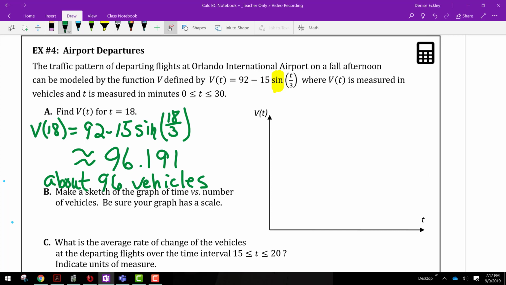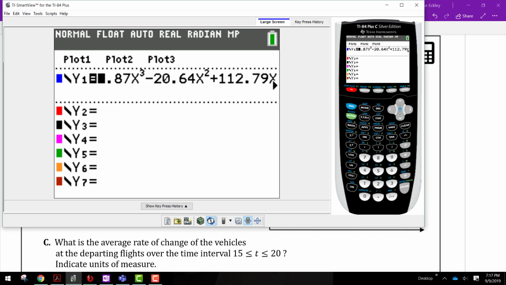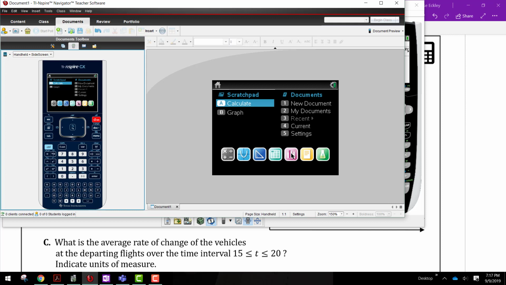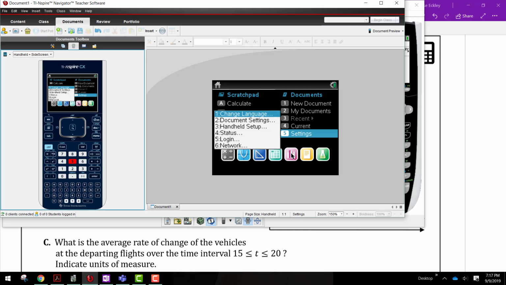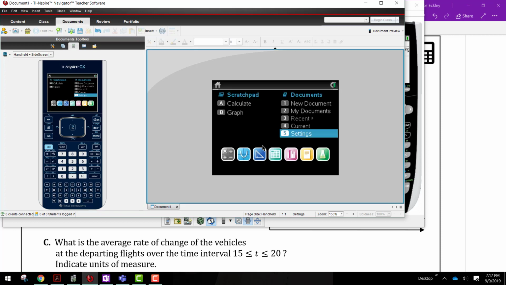So we're supposed to make a sketch of our graph. So here's what I'm talking about. When you go under y equals here, you want to look at the very top of your calculator if you're on an 84, and it should say radians. If you're on an Inspire and you go to your home screen, you want to look at your settings. So you choose 5 and you want to use document settings. And if you notice, I have degree in here for my angle, and I need to change that to radian. And then I want to make sure I make that the default, and I should be good to go now.